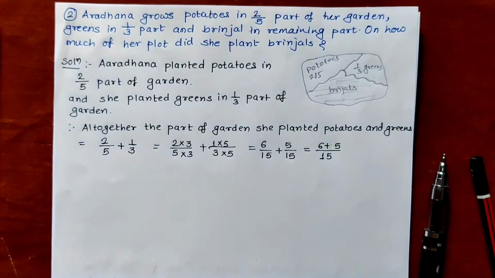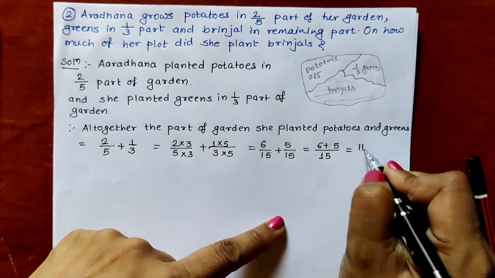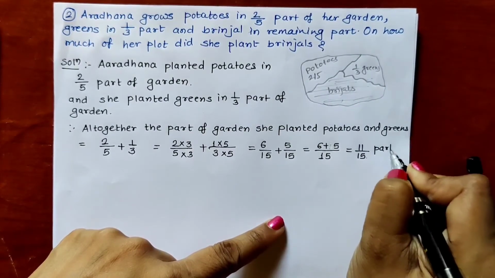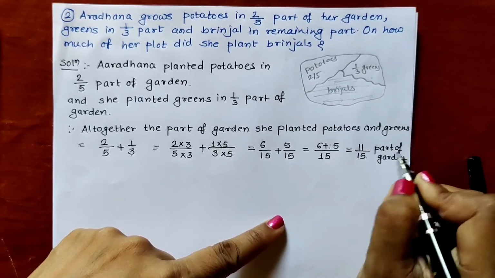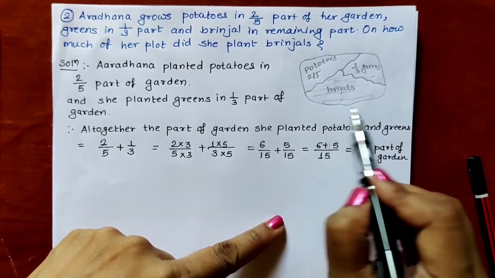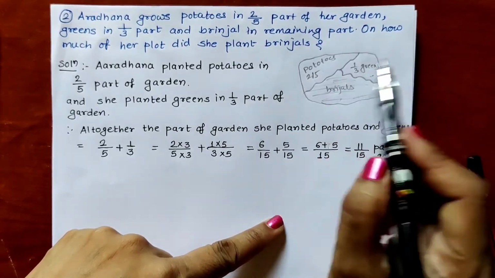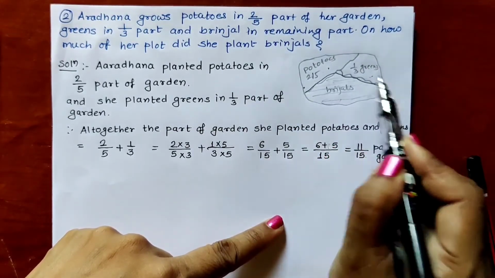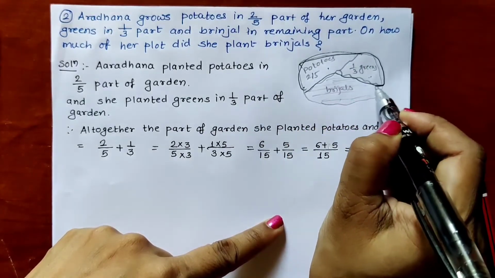Okay, this is 6 plus 5. So 6 plus 5 means 11/15 part of the garden. This much part of the garden is covered with potatoes and greens. So now the remaining part of brinjal we can find easily, because this full part is 15/15, this much part of the garden.